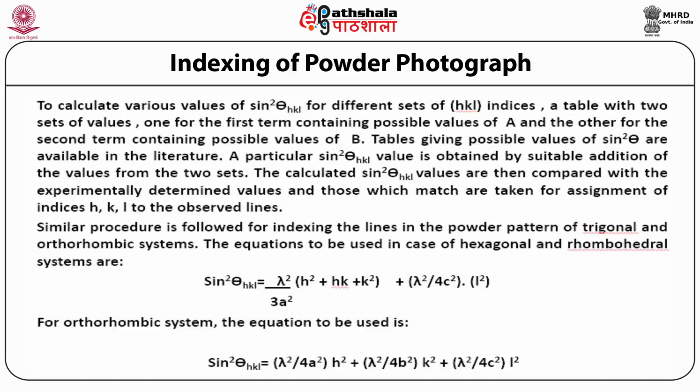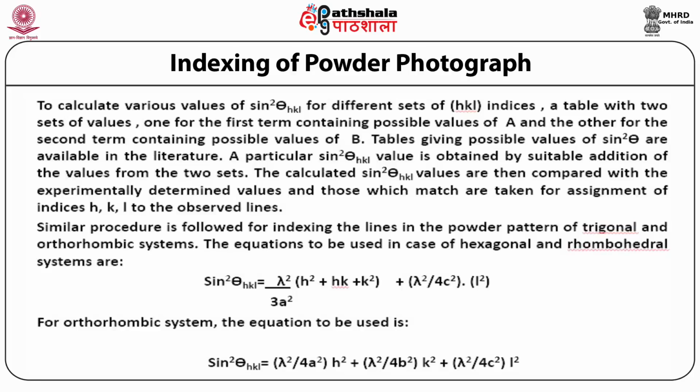with two sets of values, one for the first term containing possible values of capital A and the other for the second term containing possible values of capital B. Tables giving possible values of sine square theta are available in the literature. A particular sine square theta HKL value is obtained by suitable addition of the values from the two sets. The calculated sine square theta HKL values are then compared with the experimentally determined values, and those which match are taken for assignment of indices H, K, L to the observed lines.